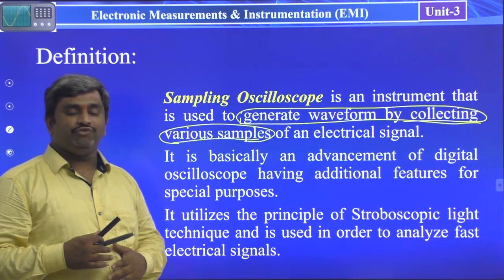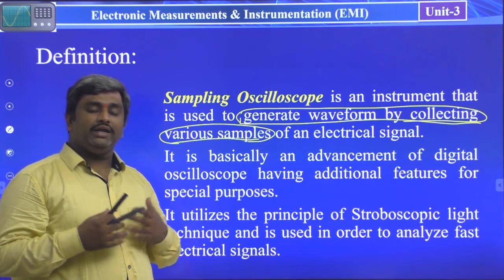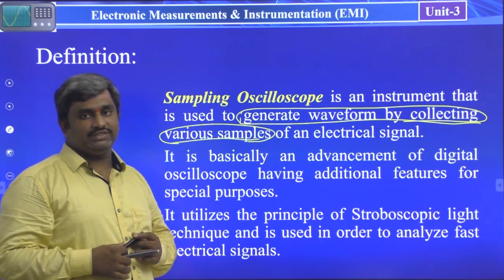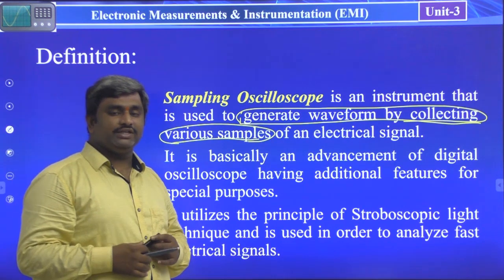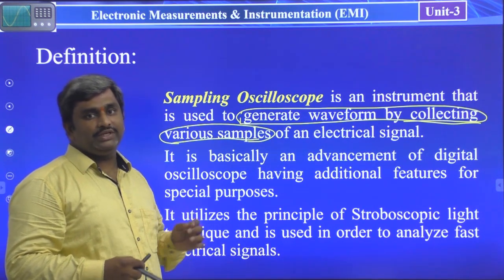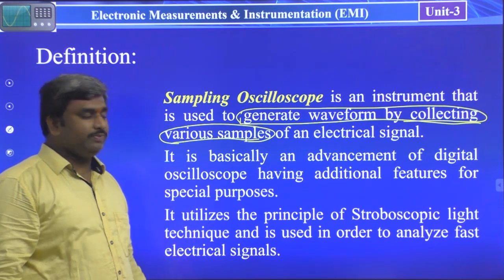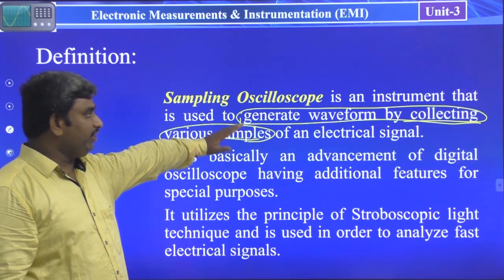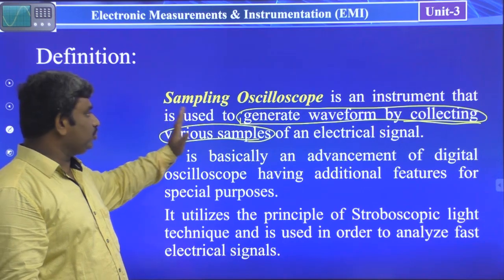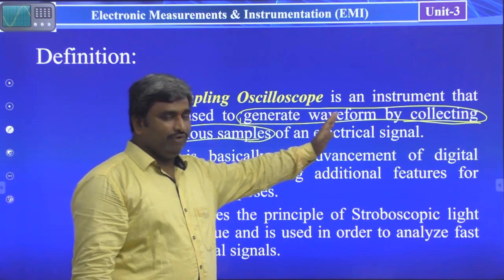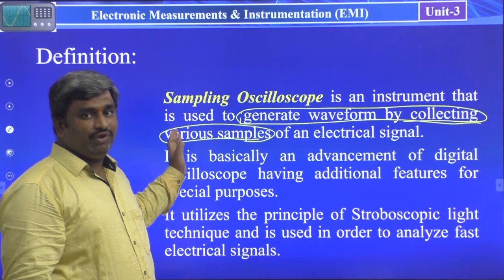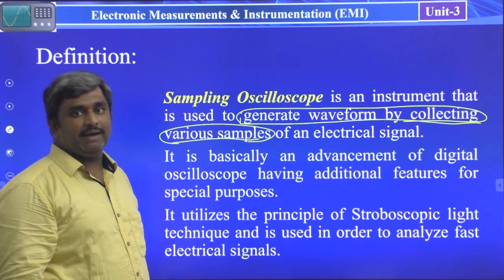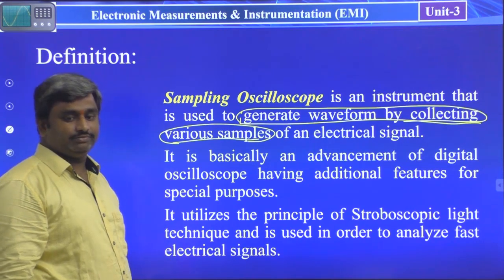So high frequency means a high speed of electrical signals. If the signals carry high frequency information, we can display those electrical signals by using this sampling oscilloscope. This is the basic definition of the sampling oscilloscope. Once again, see the definition: it is an instrument that is used to generate the waveform by collecting the various samples of an electrical signal.